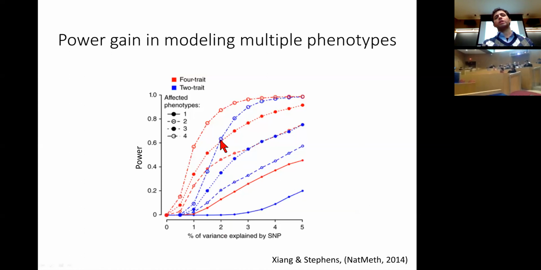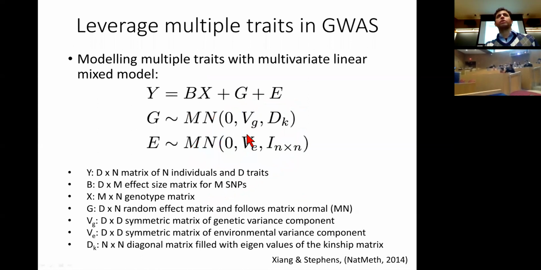If you model 4 traits at a time versus only 2 traits at a time, you can see this dramatic increase in power and increase of variance explained for every SNP by using this multi-phenotype modeling approach. Everybody with me so far?